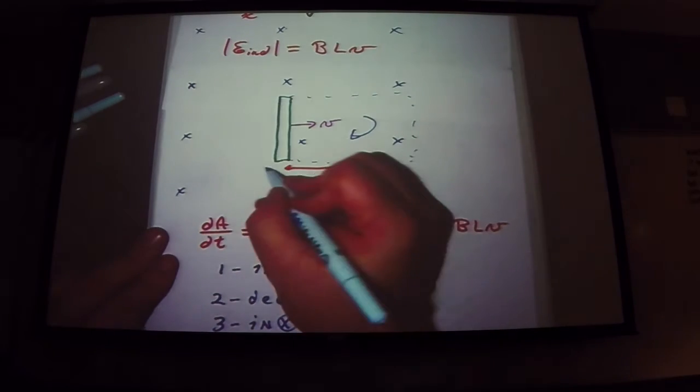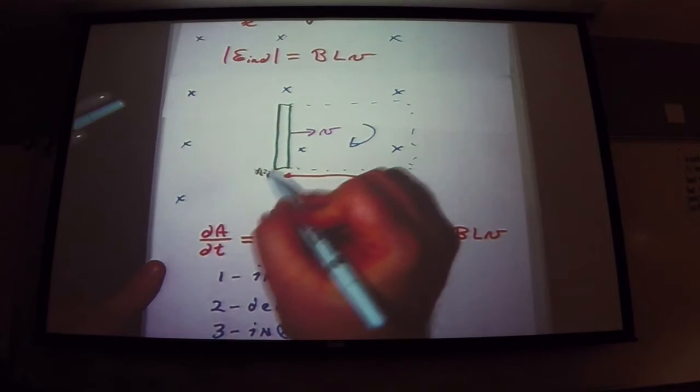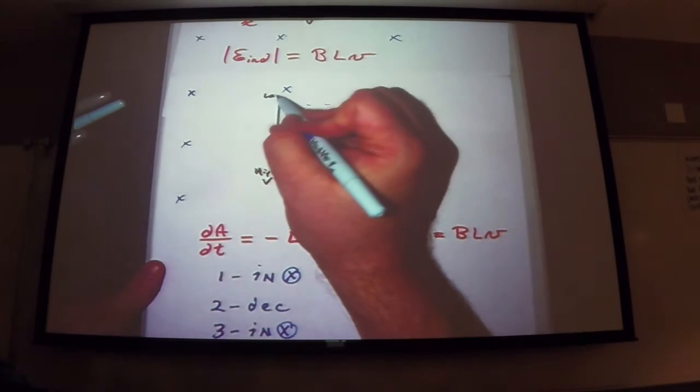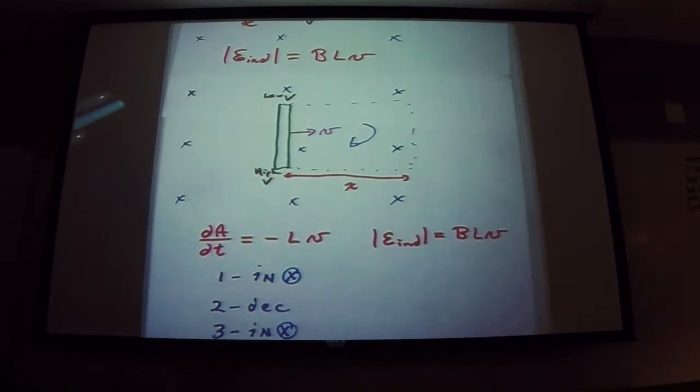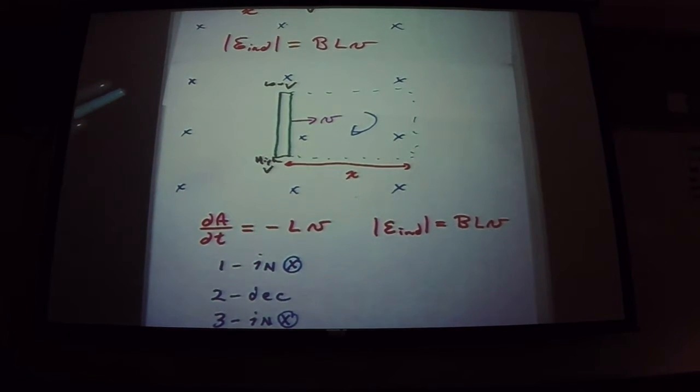Okay, so in other words, this is the higher potential, and this is the lower potential. So the same result holds. Now, there's another way to look at this in terms of what ends up creating this EMF that we end up getting.